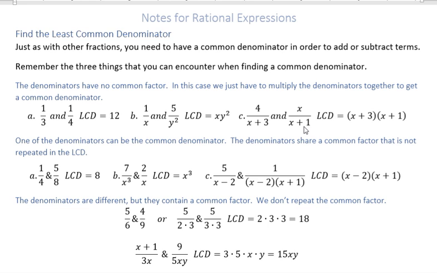x plus 3 and x plus 1 are two different numbers as well. They both have an x in there, but if we found out x was 5, 5 plus 3 would be 8, 5 plus 1 would be 6, let's say, and those are two different numbers, so we can't say that they have a common factor when we don't know what x is. So we just write those side by side, x plus 3 times x plus 1. So no factors in common, we just multiply the denominators together.